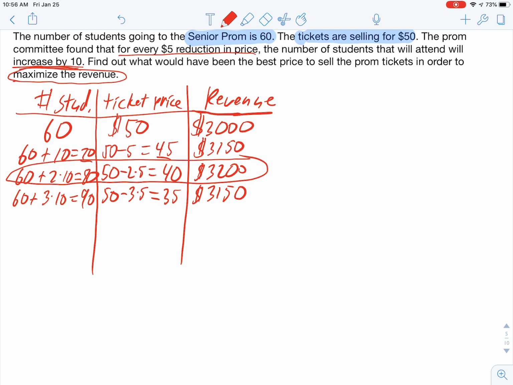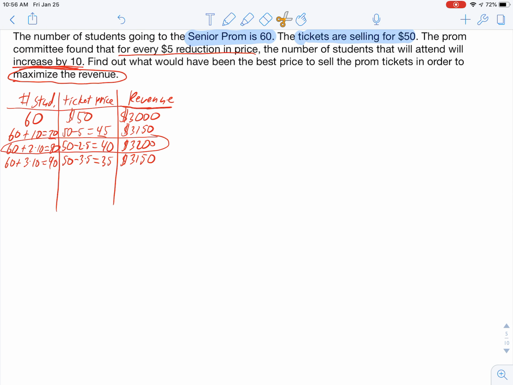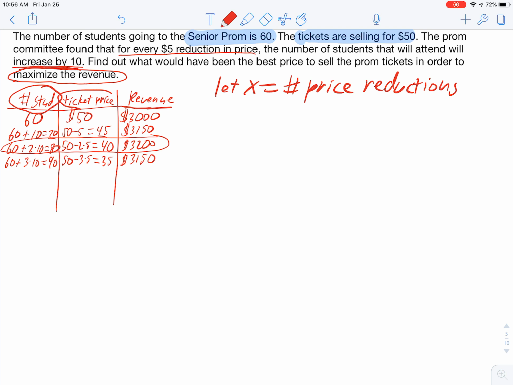So I'm going to keep this here, just off to the side, so we can connect back to it so the algebra will make sense. What's tricky here is I'm going to let x represent the number of price reductions, the number of times I reduce the price, because that's actually what is changing. Now that affects the number of students, and it also affects the ticket price.